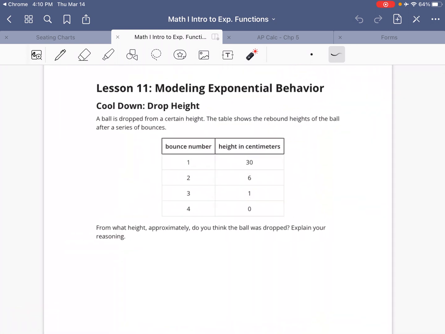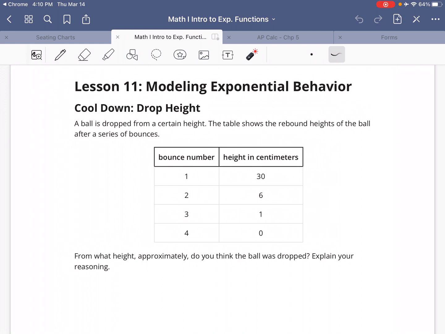So, cool down. Hey, this is exactly what I just said you're going to need to do on an assessment. You need to calculate the decay rate, decay factor, what you're multiplying by, some sort of fraction perhaps, and use that to work backwards to divide instead of multiply and find the initial height.